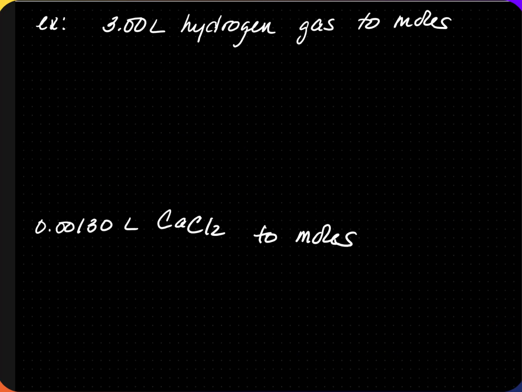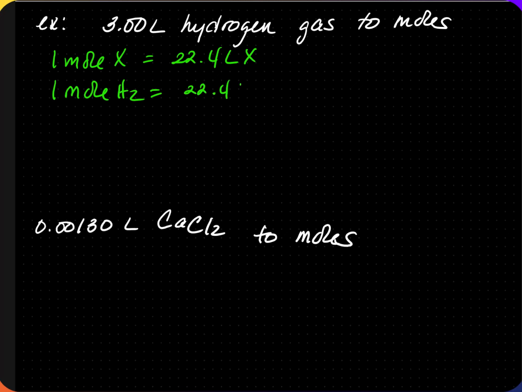So in this problem, we are going from liters to moles, so we know this is molar volume. All of these will be at STP. So molar volume is 1 mole of X is equal to 22.4 liters of X. Here, since it's hydrogen gas, it tells you that 1 mole of H2 is equal to 22.4 liters H2. We're going to start with what's given, which is 3 liters of H2. Again, this is a conversion factor, so it is dimensional analysis. Diagonal units have to be the same, so liters, H2.